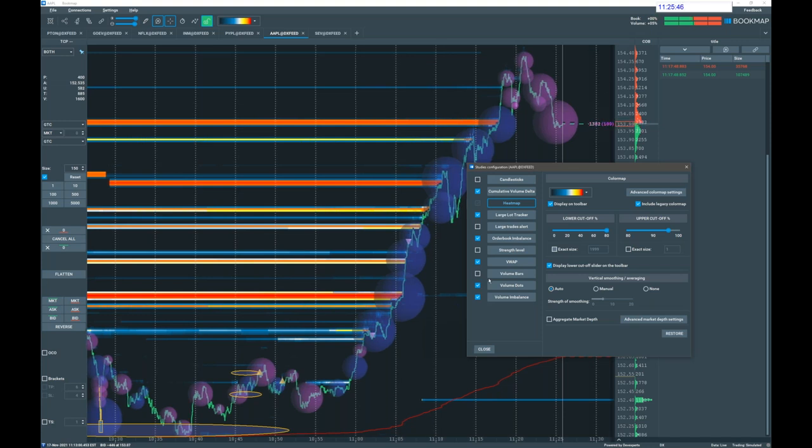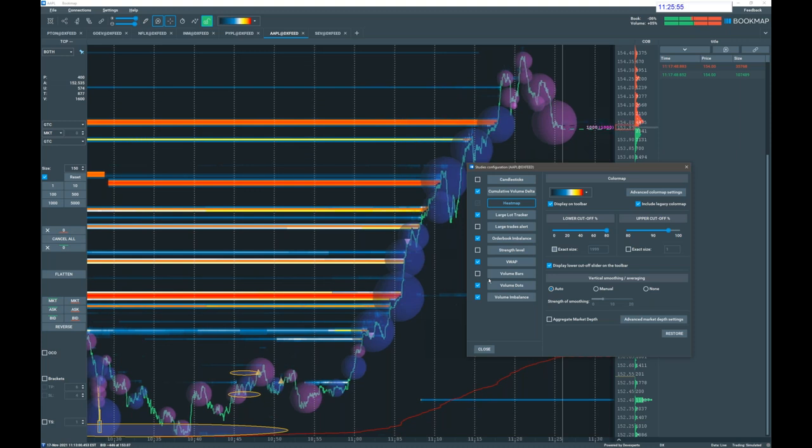even because I often have four Bookmaps open at the same time. So imagine going crazy with all the charts. No, I want to see something that at a glance gives me an edge versus the normal level two. That's the main purpose. Everybody's using level two. Professional traders are using Bookmap.